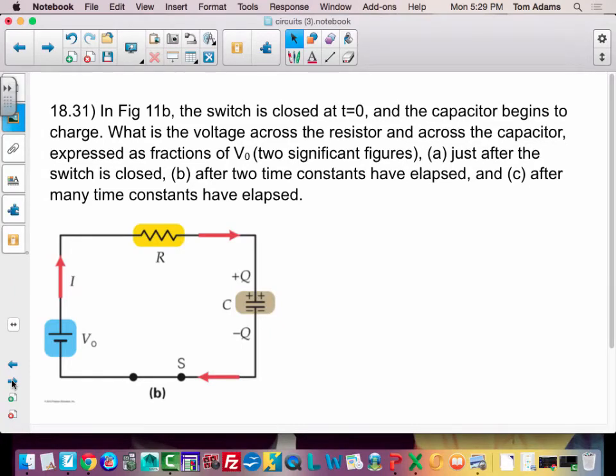For problem number 31 in figure 11b, the switch is closed at time equals t, and the capacitor begins to charge. What is the voltage across the resistor and across the capacitor expressed as fractions of the original voltage V naught? And they ask us to round that to two significant figures just after the switch is closed, right off the bat, and then after two time constants have elapsed.